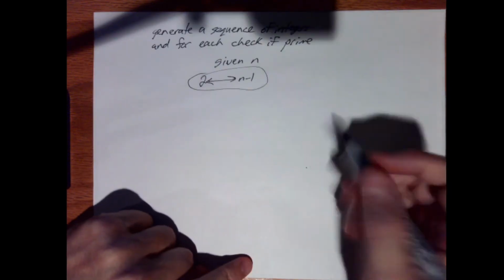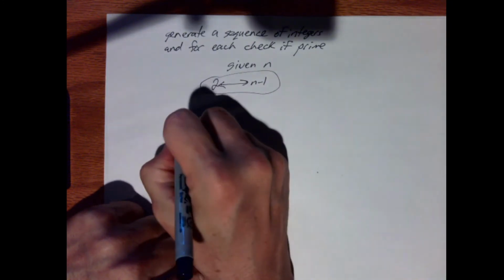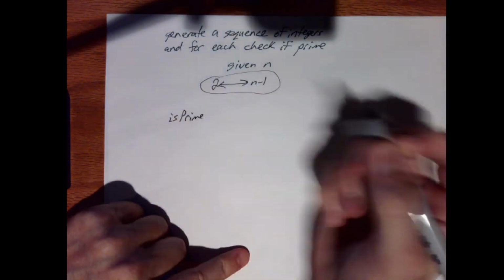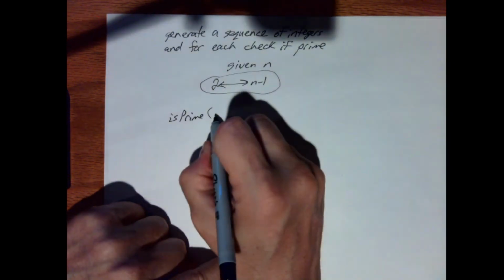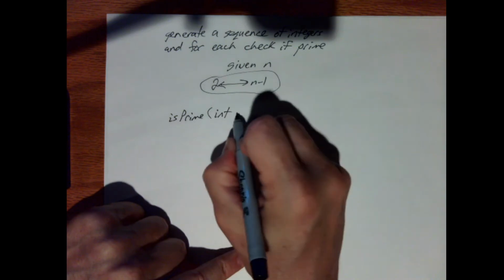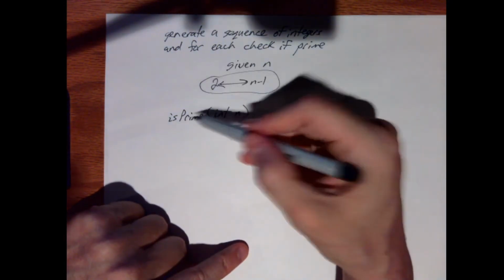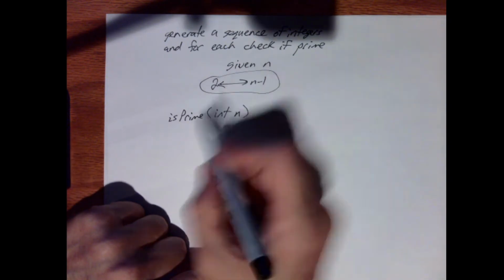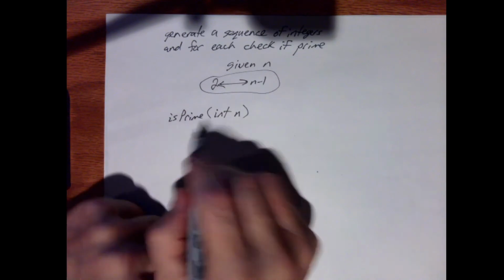So how are we going to do this? Well, I'm going to write this function, and let's say I call it is prime. And it's going to be given a number n, and we know n has to be an integer, int n. And if the number n is prime, then we need our function to tell me that it's prime in some way. So how do we do that?